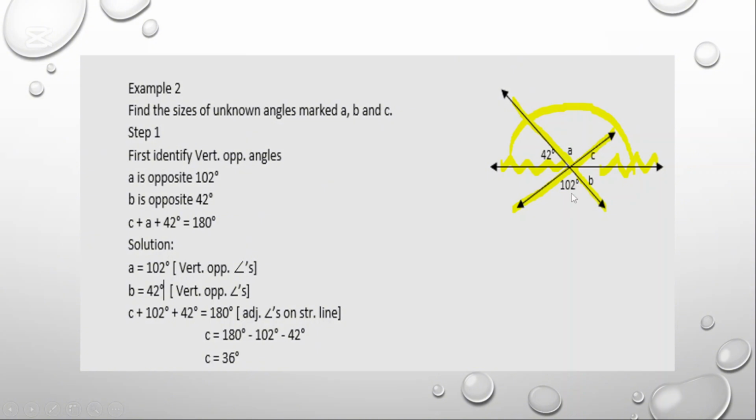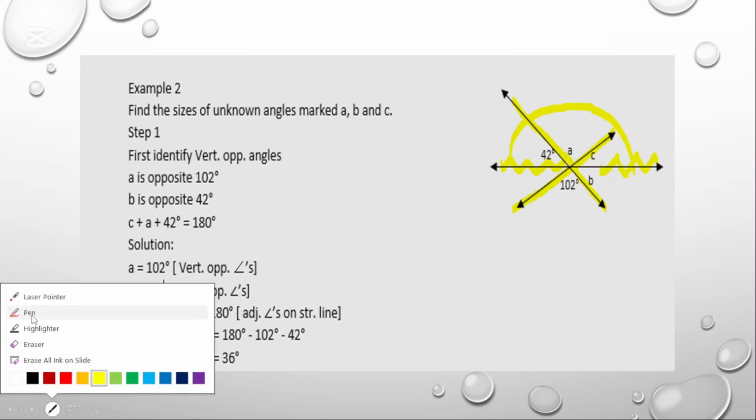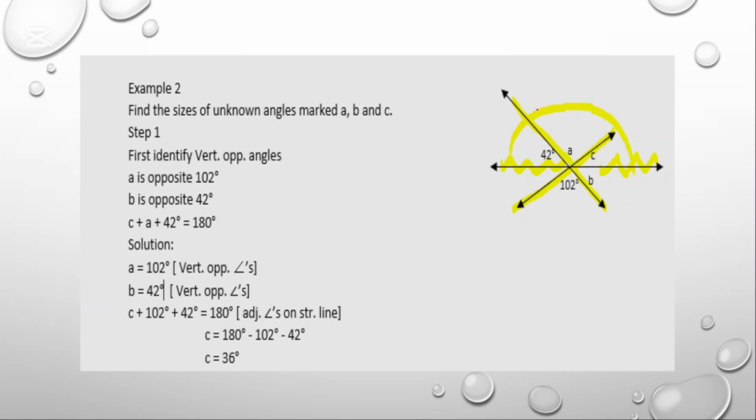A is equal to 102 degrees, vertically opposite angles. So we write it in, A is equal to 102 degrees. We have that one there. B is equal to 42 degrees, also vertically opposite angles. So I write it in there, 42 degrees. Right. Now we have this straight line here.